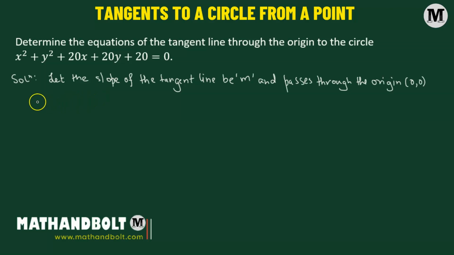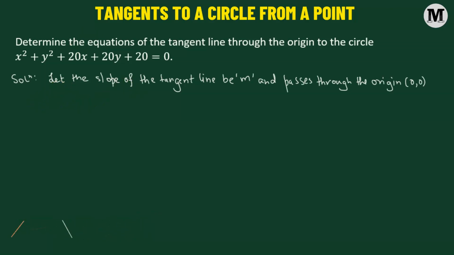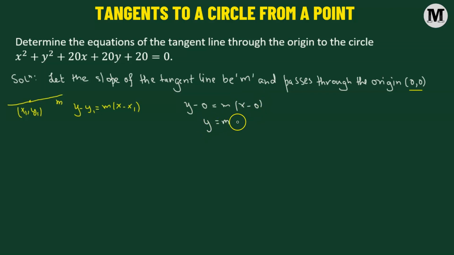Using the point slope form, we can define the equation of the tangent line. The point slope form states that if we have a point with the coordinates x1, y1 and a straight line passes through the point which has a slope of m, then this equation is given by y minus y1 equals m times x minus x1. Now in our case, x1, y1 corresponds to the coordinates of the origin. So that means the equation of the tangent line is going to be y minus 0 equals m times x minus 0, or simply put, y equals m times x. Let this be equation number 1.